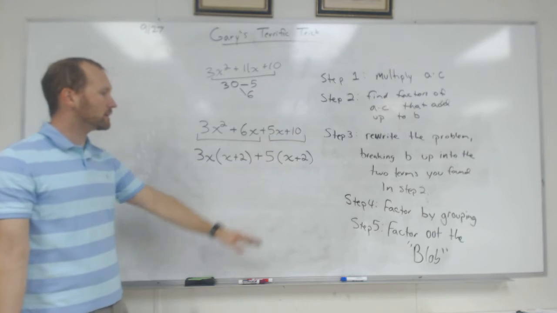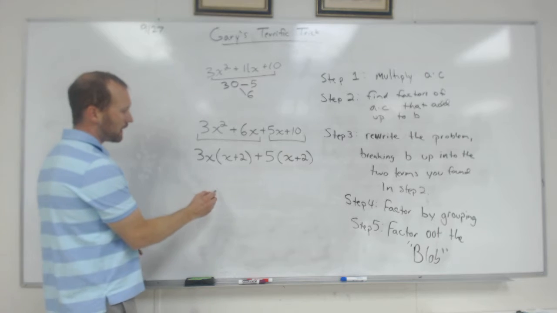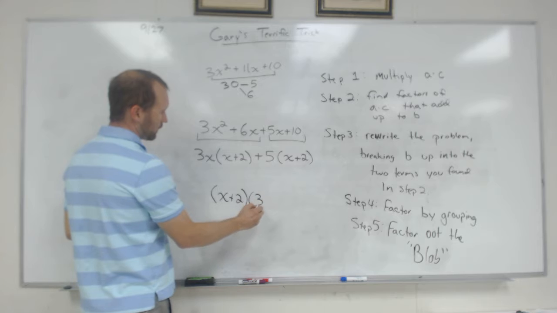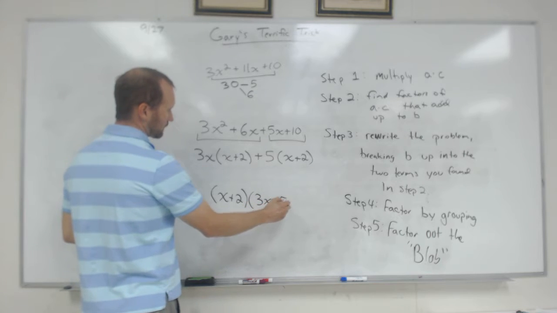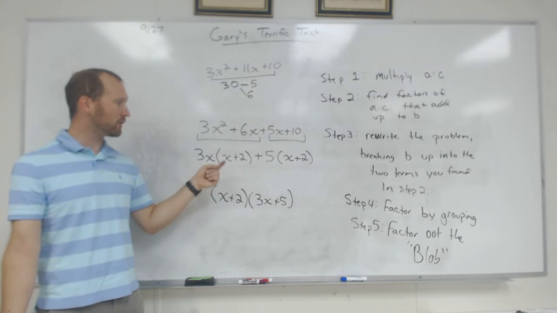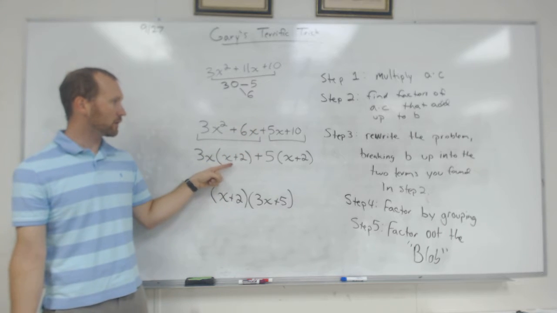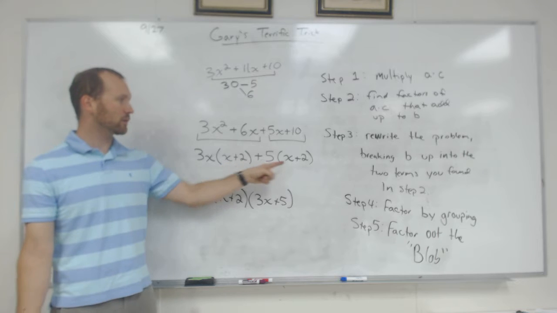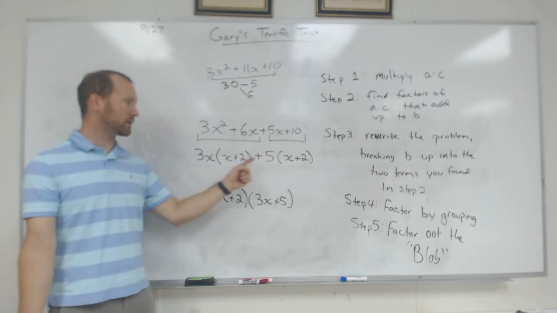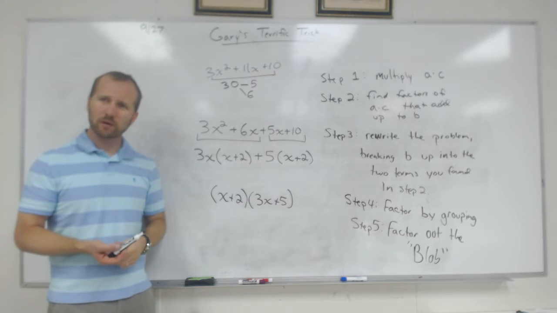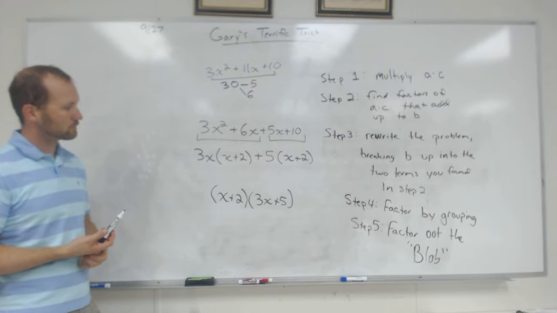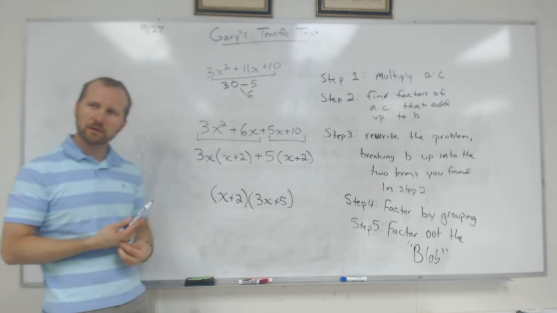Okay? And step 5, factor out the blob. x plus 2, 3x plus 5. So if I had done it the other way, if I had switched the 6 and the 5, in here would have been 3x plus 5, and then I would have had x and 2. Okay? Questions on that one?